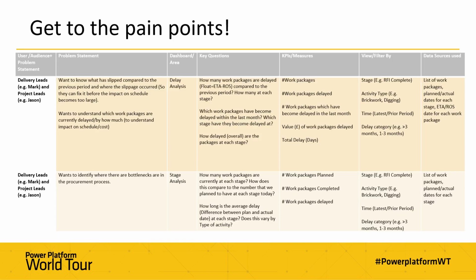But what they're really interested in, what they don't really have visibility on today, was which work packages have now become delayed. So last month was showing as they were going to be delivered on time, and now are showing as they're going to be delivered late. Because these are ones which they could potentially do something about now, and need to do something about now, before that delay worsens, or to really understand what's changed since that last period.